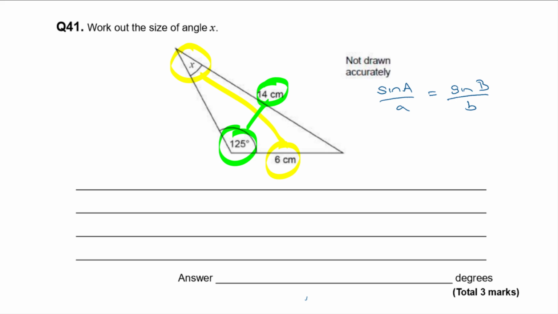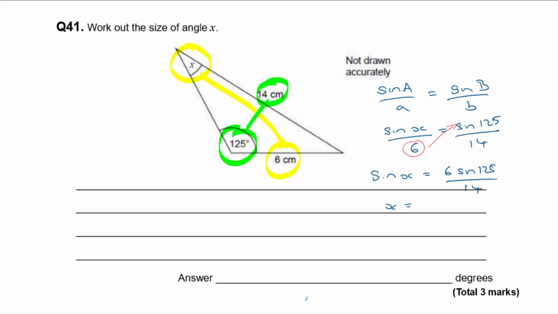And then subbing in for our particular problem here, that means sine x over the thing that's opposite x, which is 6, and that's going to be equal to sine the other one, sine 125 divided by the thing that's opposite 125, which is 14. Now I want to get x on its own, so I'm going to rearrange. We're just going to cross multiply that 6 up there. So then sine x is equal to 6 sine 125 over 14.